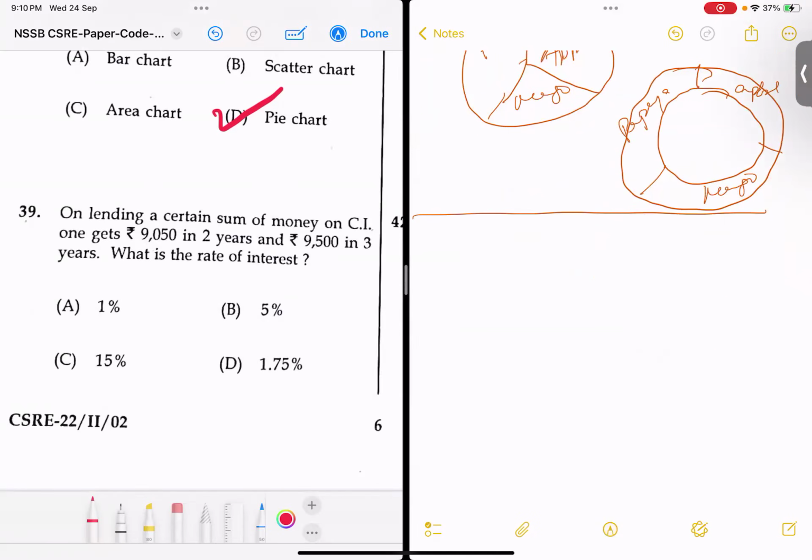On lending a certain sum of money on compound interest, one gets 9,050 in 2 years and 9,500 in 3 years. What is the rate of interest? Now here we have a certain question, okay? It says that if you lend a certain sum of money, you will get 9,050 as compound interest in 2 years, right? And 9,500 in 3 years. And we just have to find the rate of interest, okay?